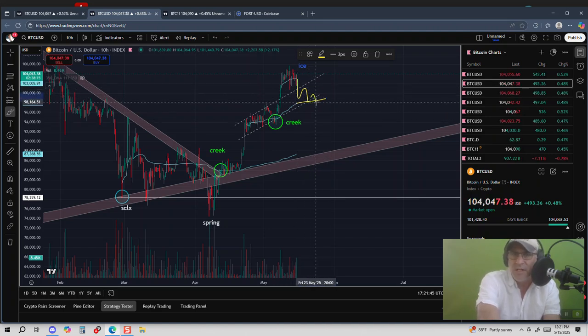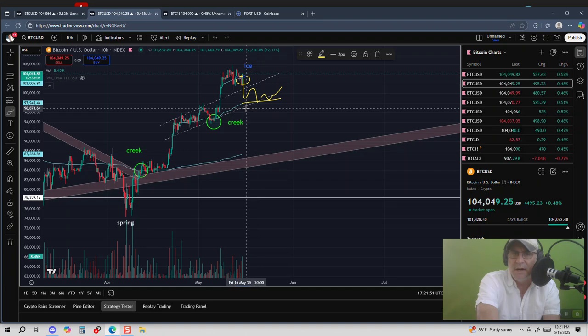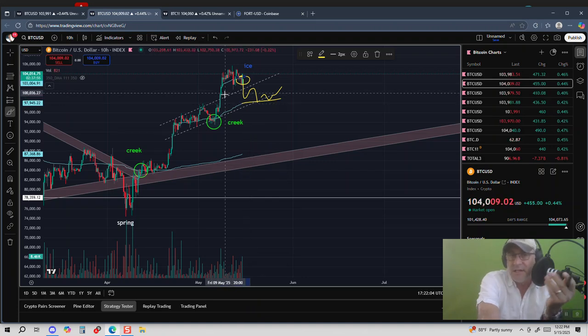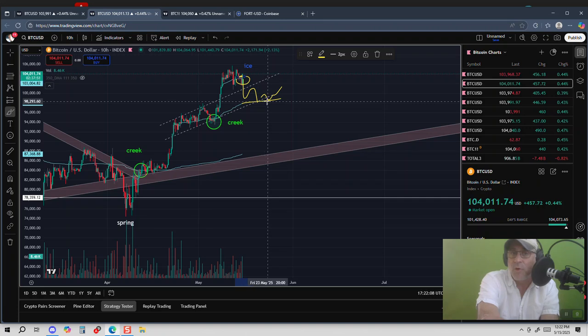And then depending on what it does here, this is if we fall through the ice. We haven't fallen through the ice yet, but we could. And then we would break down through this micro trend support line. And then remember, the price action is drawn back to the anchored VWAP. So that would theoretically pose a head and shoulders formation. Now, whether or not we continue down depends on what happens here.